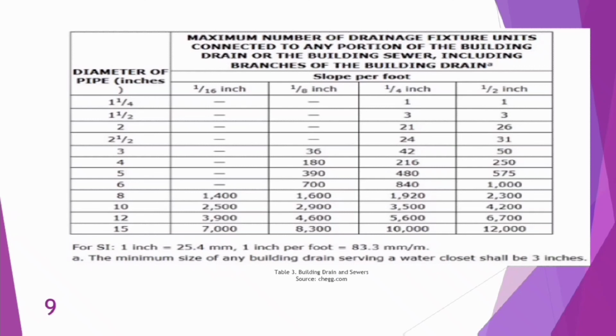Minimum trap size is also the minimum drainage pipe size because a drainage pipe cannot be reduced in size in the direction of flow. Building drains are the lowest portions of the drainage system that drain horizontally by gravity. Building drains are sized in accordance with this maximum number of drainage fixture units. For SI unit, 1 inch is equivalent to 25.4 mm and 1 inch per foot is equivalent to 83.3 mm per m. The minimum size of any building drain serving a water closet shall be 3 inches.